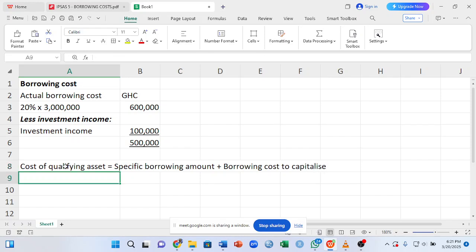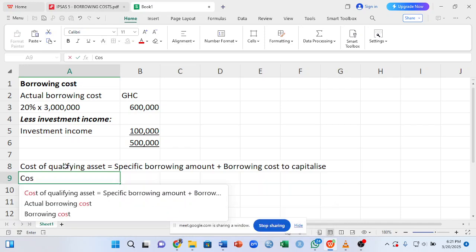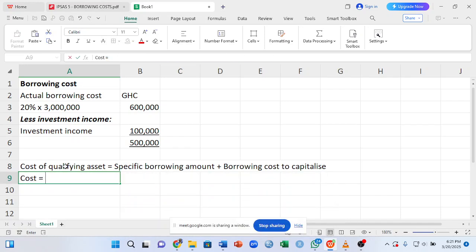So in our case, the cost here will be the 3 million, which was the specific amount, plus the borrowing cost, which is 500,000. So that will give us a totality of 3 million 500,000. Okay, so that will be the answer if the question asks us to calculate the cost of the qualifying asset. So this is for question one.